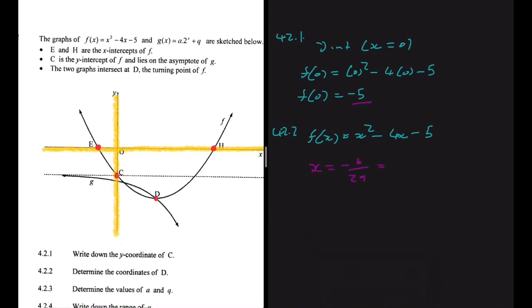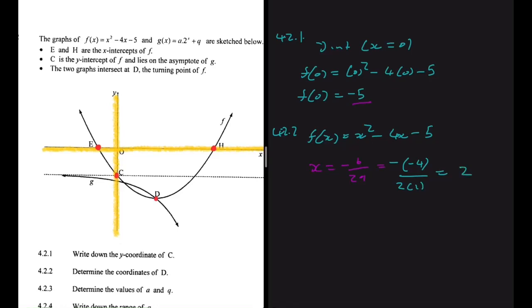So b is the coefficient of x, so that's supposed to be minus 4. And then a is the coefficient of x squared, so we're just going to have 1 there. So now we can see that x at the turning point should be equal to 2, right?